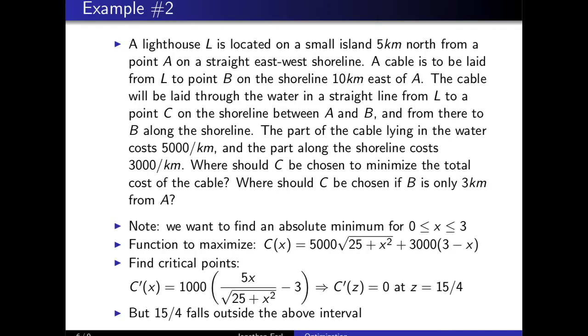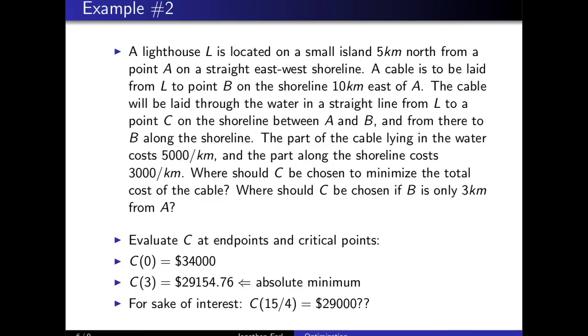What we see is that the critical points are still the same. The only difference between these two functions is that we've changed a constant a little bit, so that's not going to change any of the critical points. So we still have that critical point of 15/4, but now for the interval that we're looking at, 15/4 is going to fall outside of our interval. So there are no critical points inside of the interval between 0 and 3.